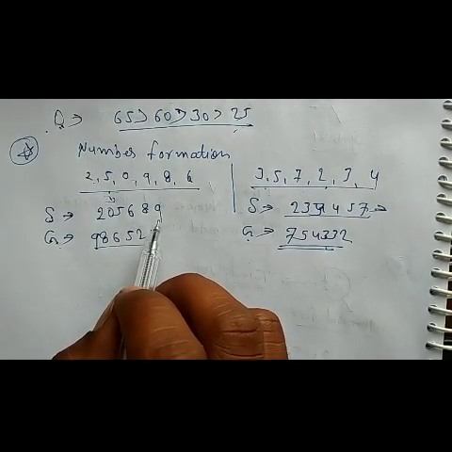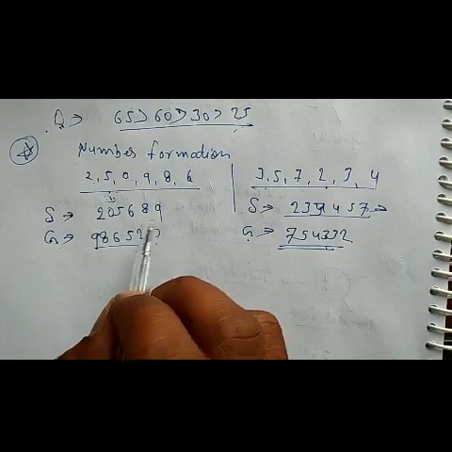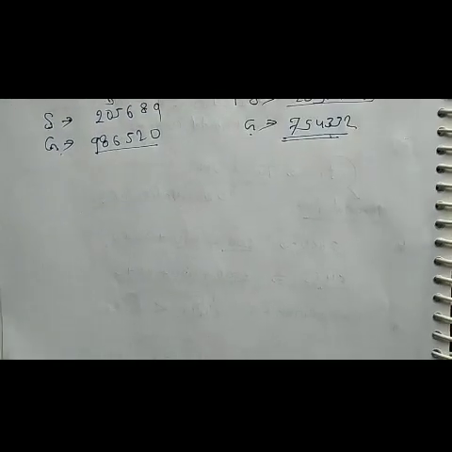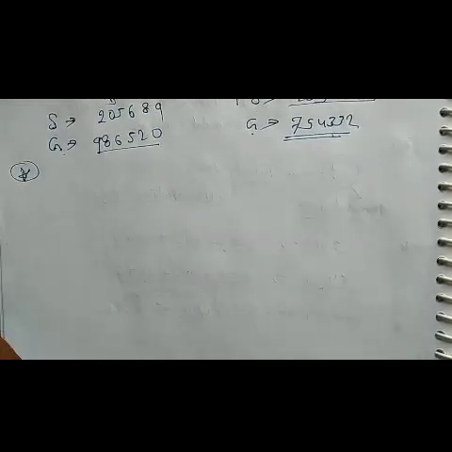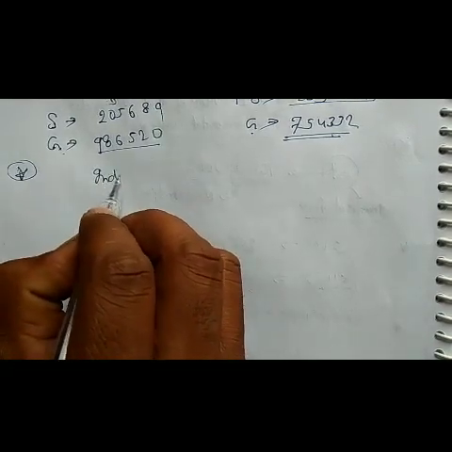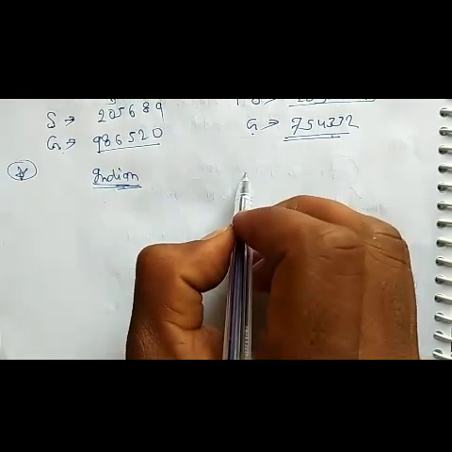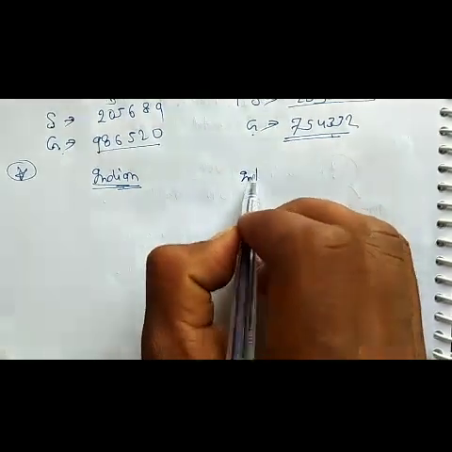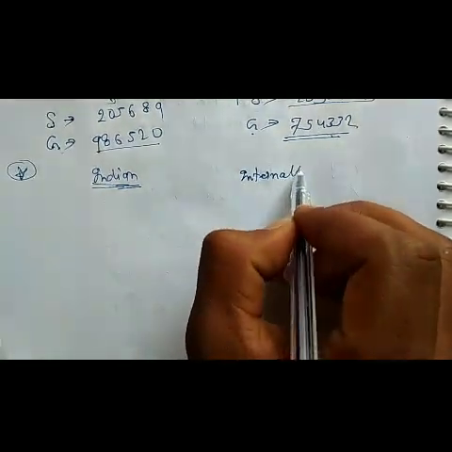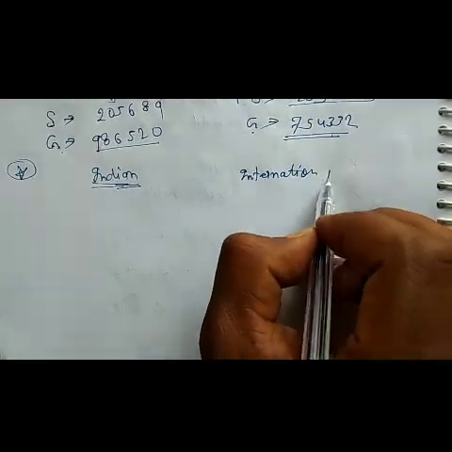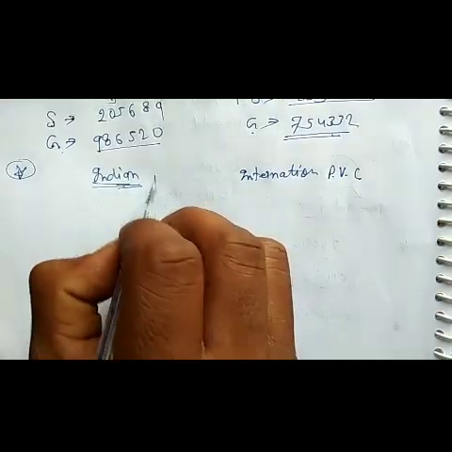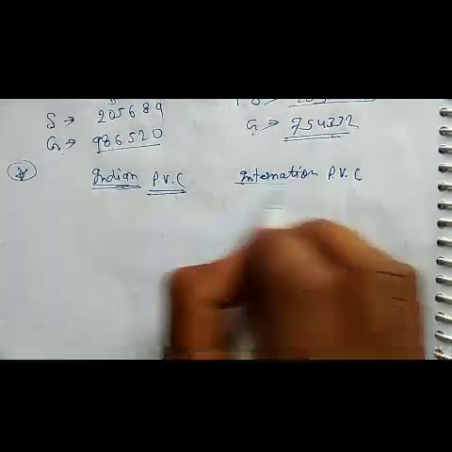So I hope number formation is clear to you. Now we have to discuss the place value chart. All over the world there are two systems: the Indian place value system and the international place value system, that is, the international place value chart and the Indian place value chart.